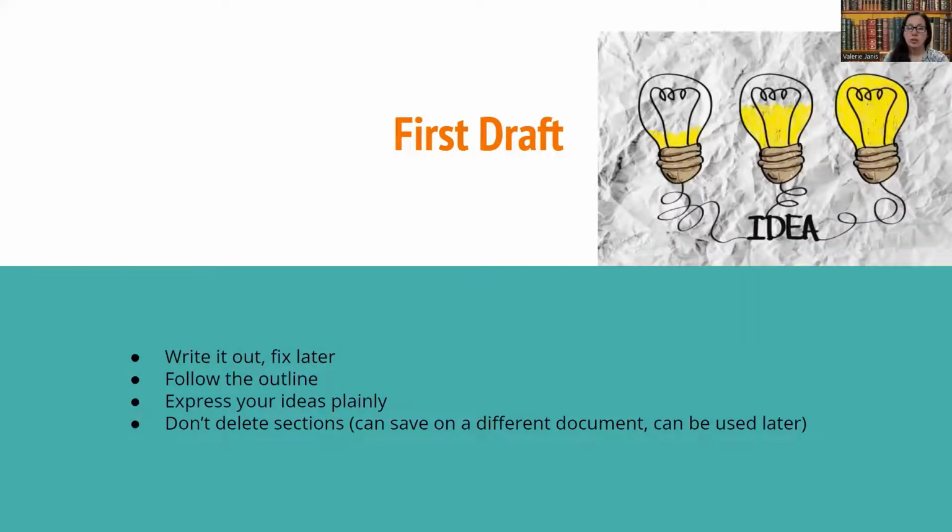Then you're going to write your first draft. So what I suggest is write it out and then fix it later. Write out all of your ideas, come back, you can fix it later. Follow your outline and then express your ideas as plainly and simply as you can. Don't delete any sections. If you don't like them, you can save them in a different document so that you can use them later, or maybe you might even write a different paper on the same topic that you can use those for.